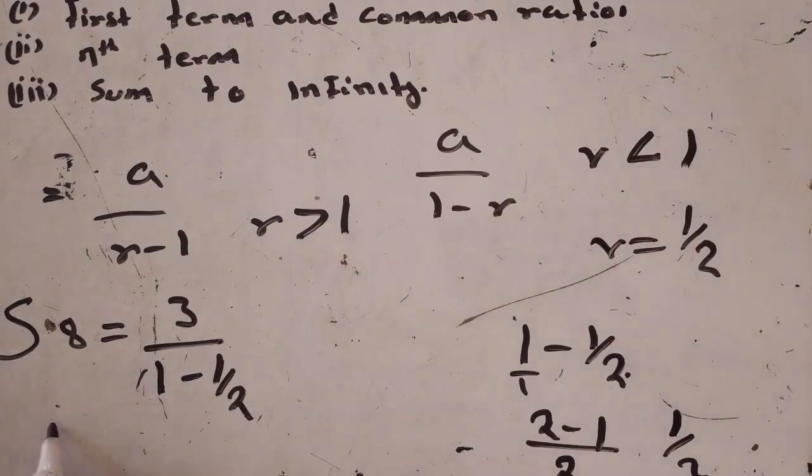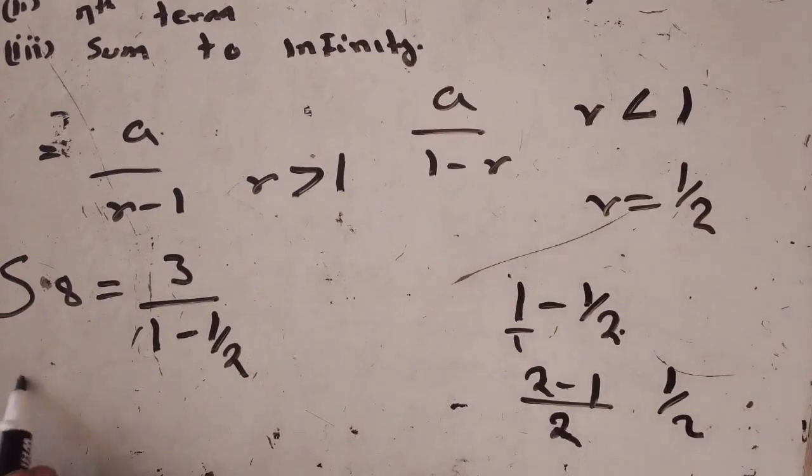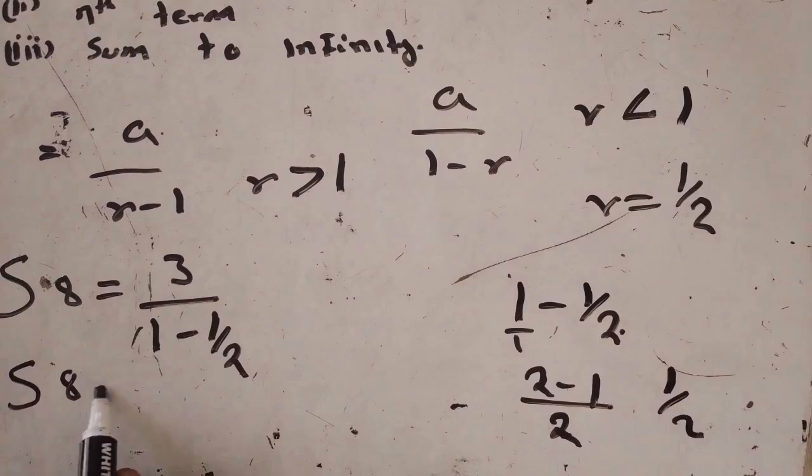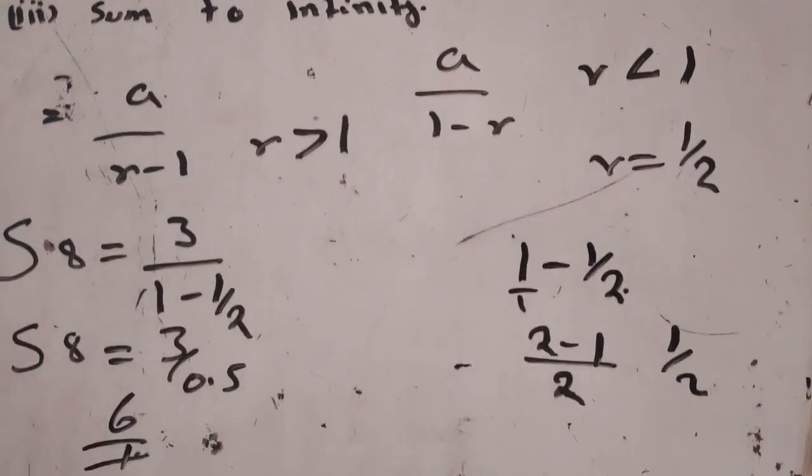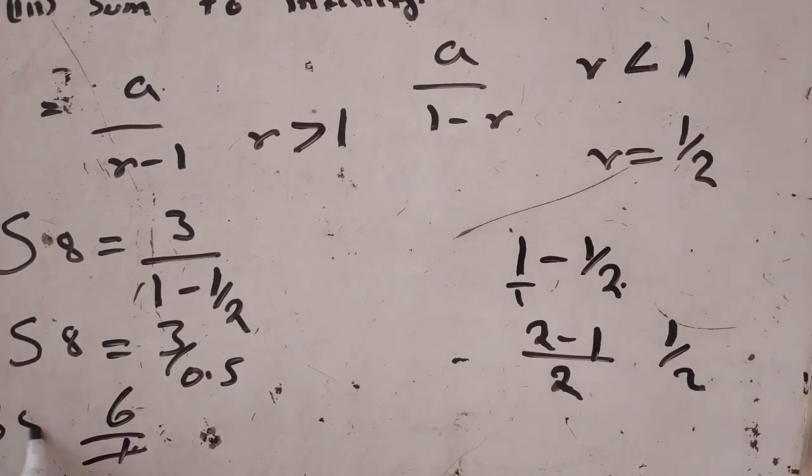So sum to infinity is equal to 3 over 0.5. So 3 divided by 0.5 gives you 6. So 6 was our sum to infinity. So this is how this question was supposed to be answered. Sum to infinity is equal to 6. So this is how to go about this kind of question.